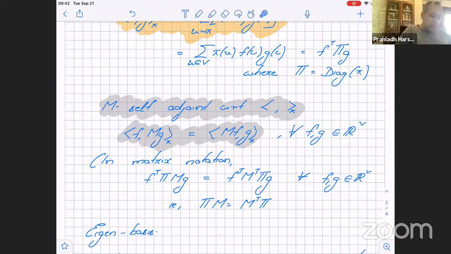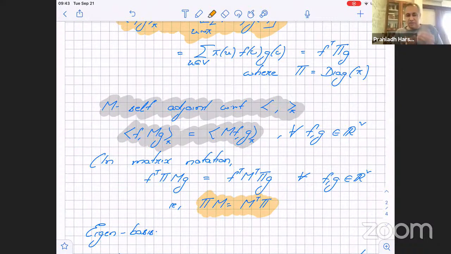This would mean that pi M, because this is true for every f and g, in particular, I could set f to be e_i and g to be e_j, the unit vectors. And you would get that the ijth entry of pi M is equal to the ijth entry of M transpose pi. Therefore, as matrices, these two things are equal. And the only reason for my doing this is I will use this later on in today's lecture, that this matrix M has this property.